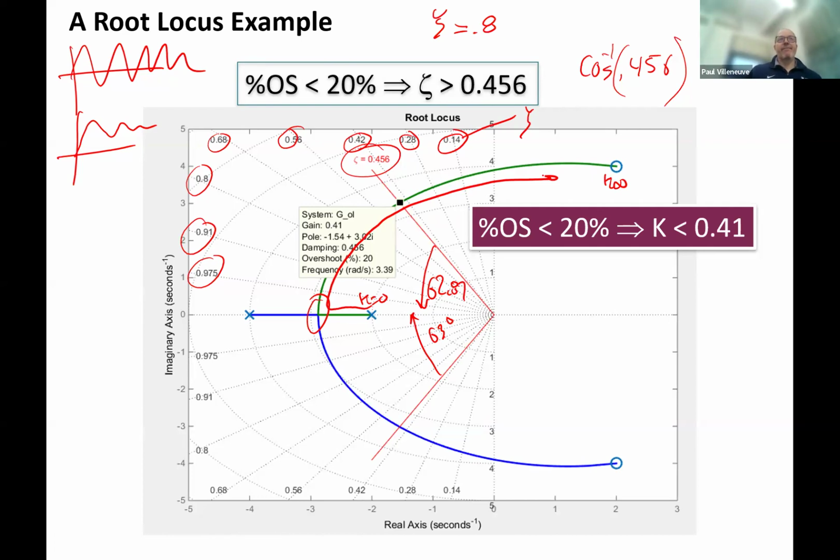So when K is 0.4. Say that again? At what point is K 0.4? Right when it crosses that zeta equals 0.456. Oh, so when I cross the zero, that point now K is not. Yep. And MATLAB has the capability, if you have the control systems toolbox, it actually tells you what the value of K is. It's 0.41. That's what the gain means, 0.41.